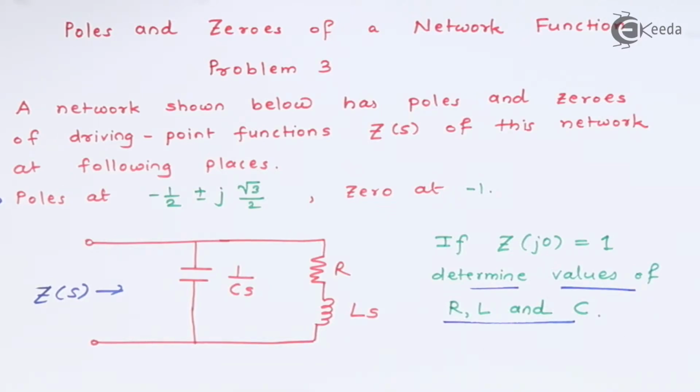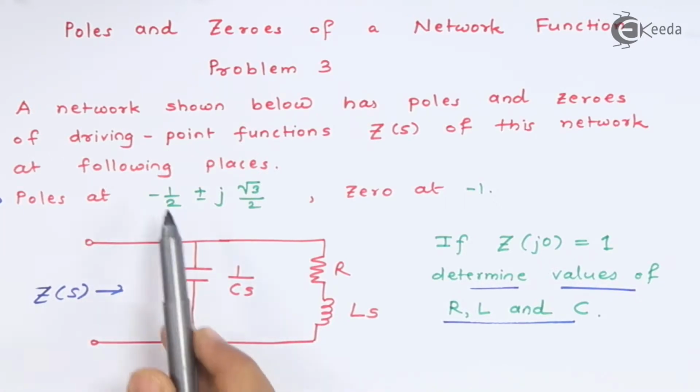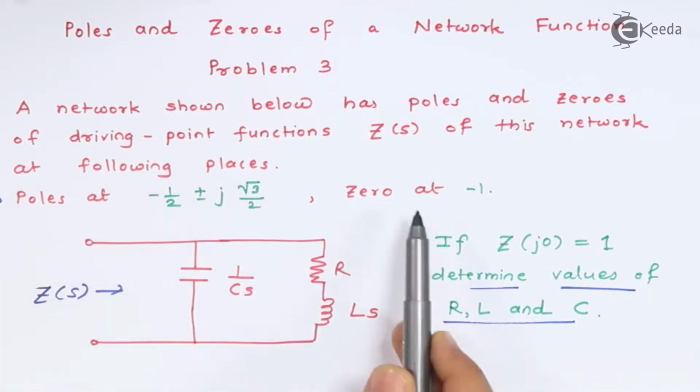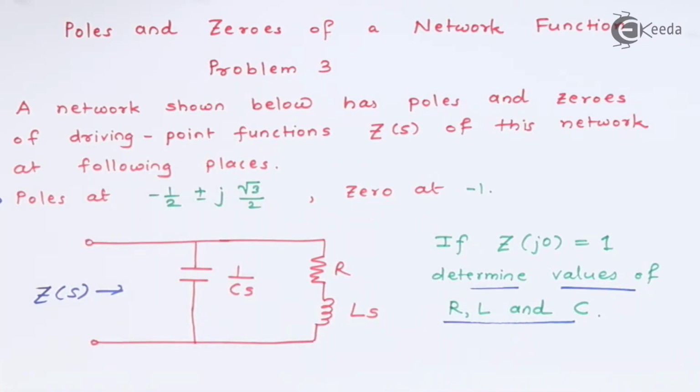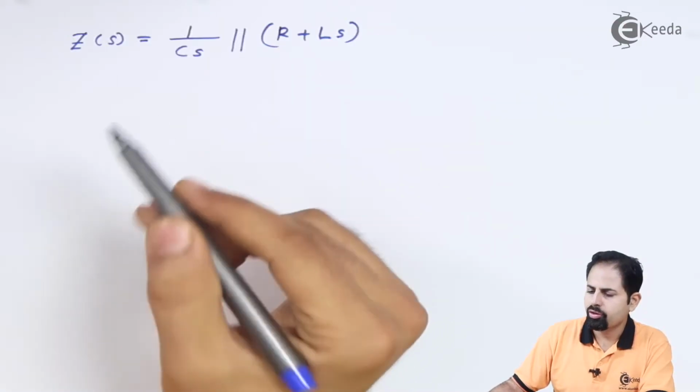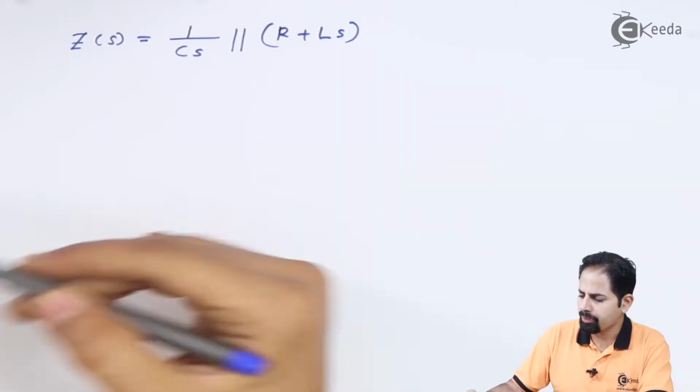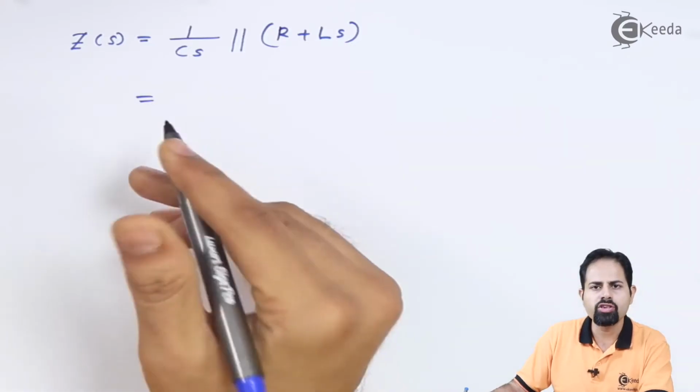So now what will we do? We will first find out this Z of s. Then we will also find Z of s by using these poles and zeros, and then we will compare them. So let us start. Z of s is 1 upon CS in parallel with R plus LS. So we will solve it.